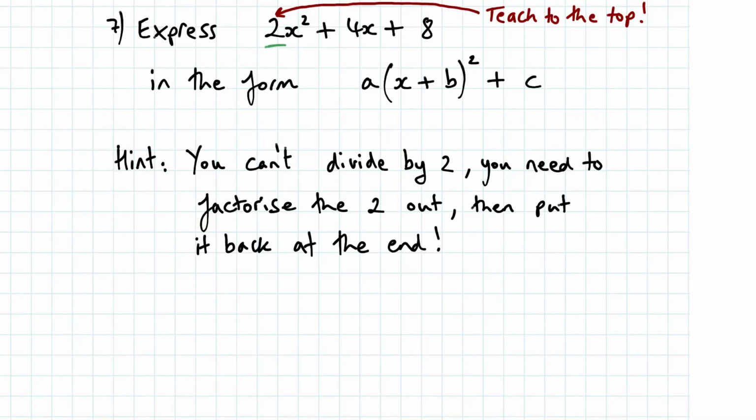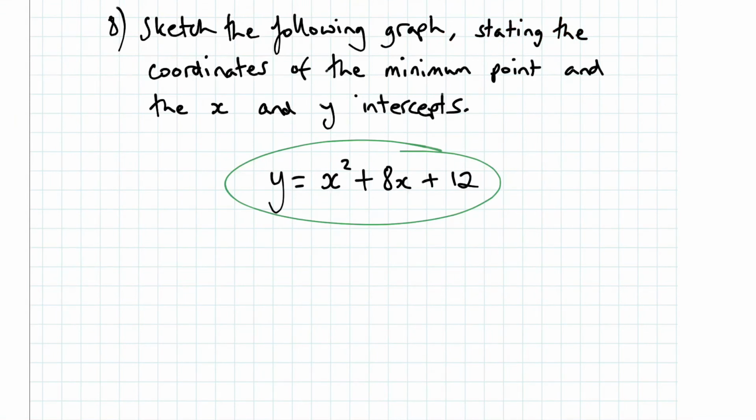On to question 8. Sketching another type of graph. This is quadratic again, and be clear about your x and y intercepts and the minimum of that graph, please. I want the coordinates of the minimum.